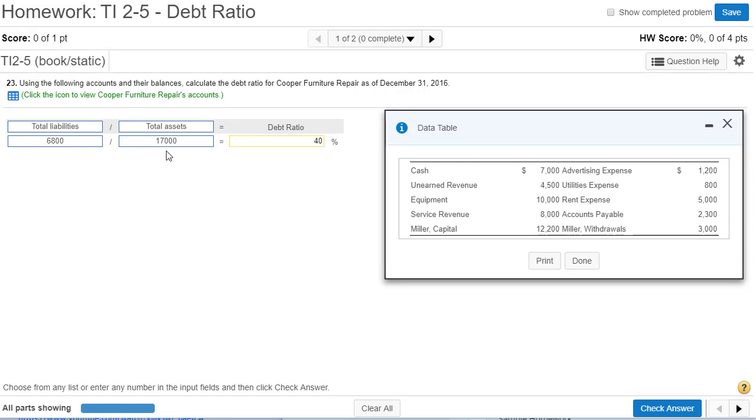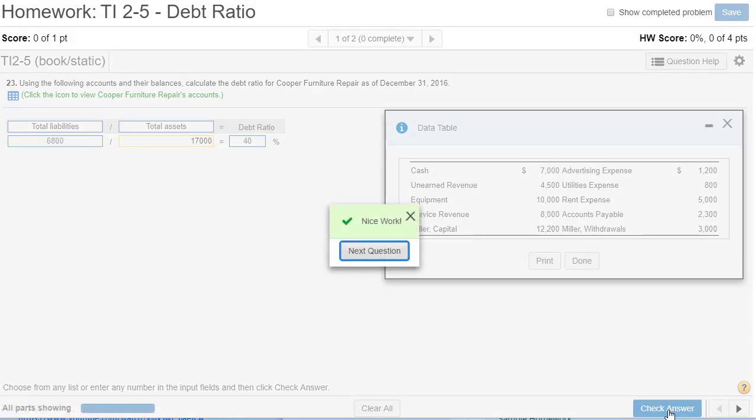So what that means is 40% of these assets are financed with debt. In other words, 40% of our assets are owned by others, like the bank or whoever else gave us the credit. And that's it.